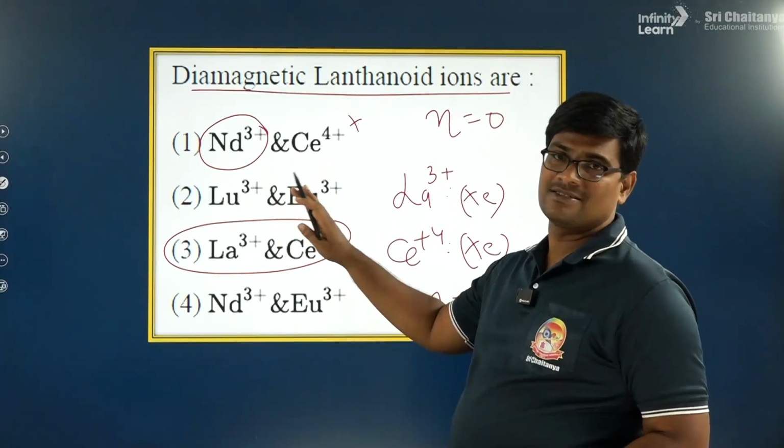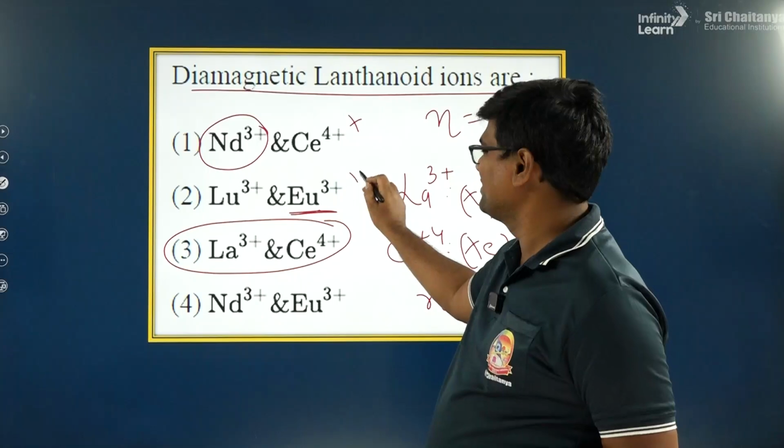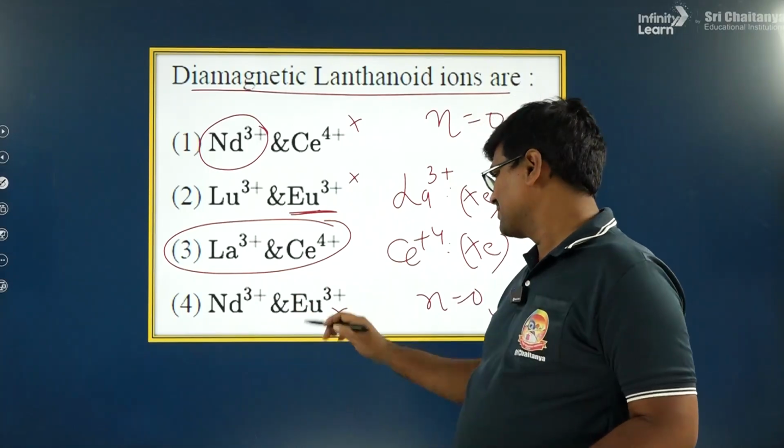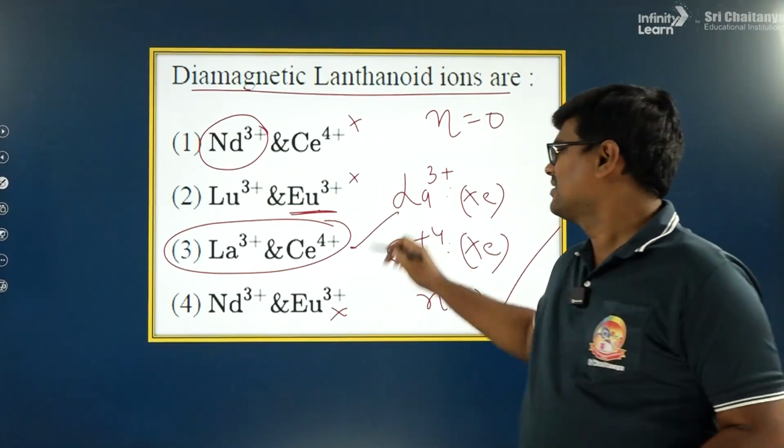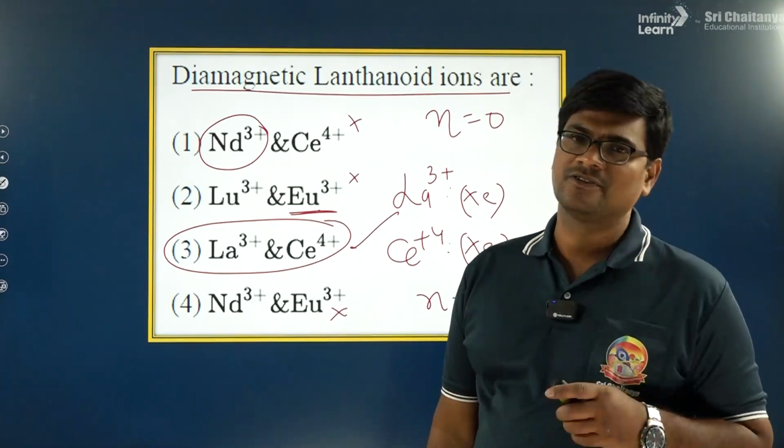Lutetium, okay, does not have any unpaired electron, but europium has unpaired electrons. This is also incorrect. And neodymium, europium, that is also incorrect. What is the correct option? Lanthanum 3 plus and cerium 4 plus. Let's go for the next question.